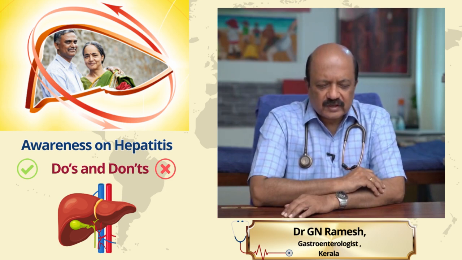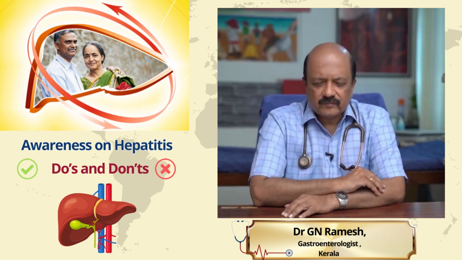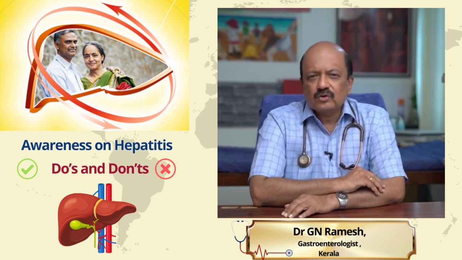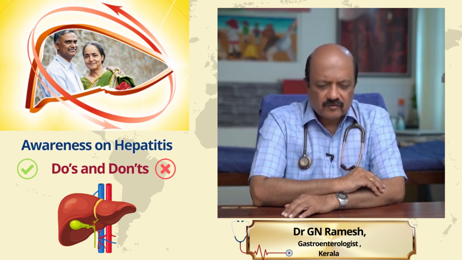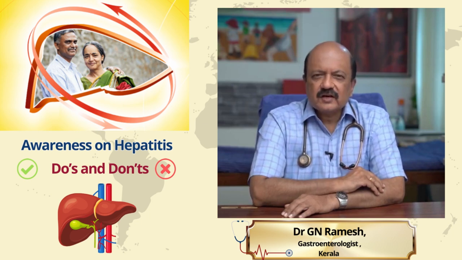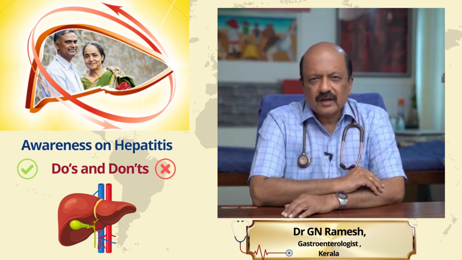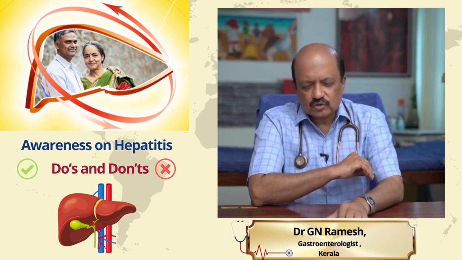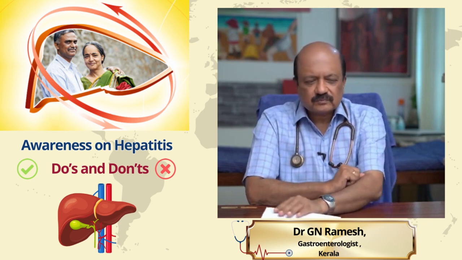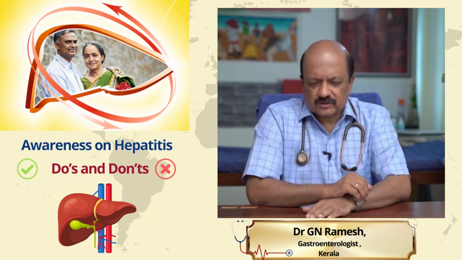What is to be noted is that the symptoms of all types of viral hepatitis are similar and can include jaundice, fever, fatigue, loss of appetite, nausea, vomiting, abdominal pain, and joint pains. They usually report dark colored or high colored urine, and sometimes clay colored stools, which is pale stools. So I will now come to a few do's and don'ts.